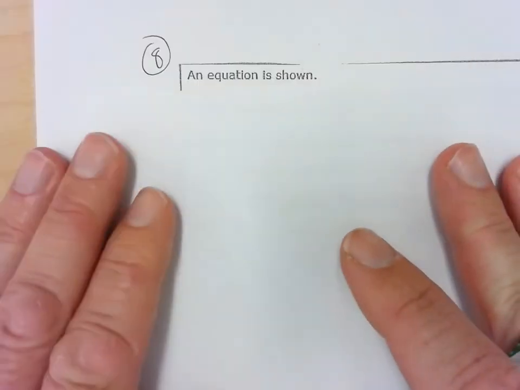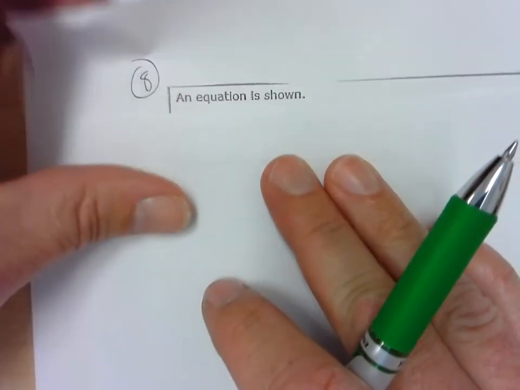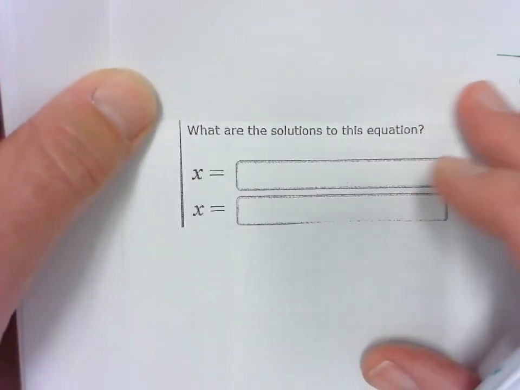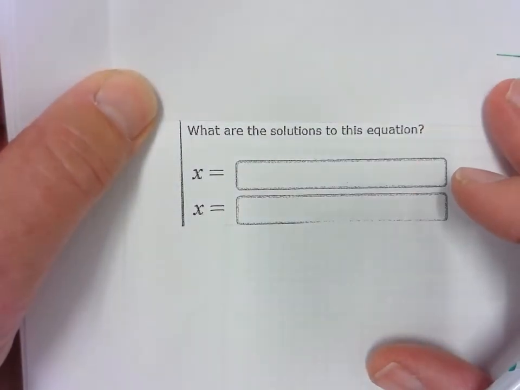Then number 8, it says an equation is shown, and it's a quadratic equation, and you have to solve it. It asks, what are the solutions to this equation? So you're going to write what x is. I've got plenty of space here for you to do that. So there's 8 questions, and that's a preview of the calculator part of the test.